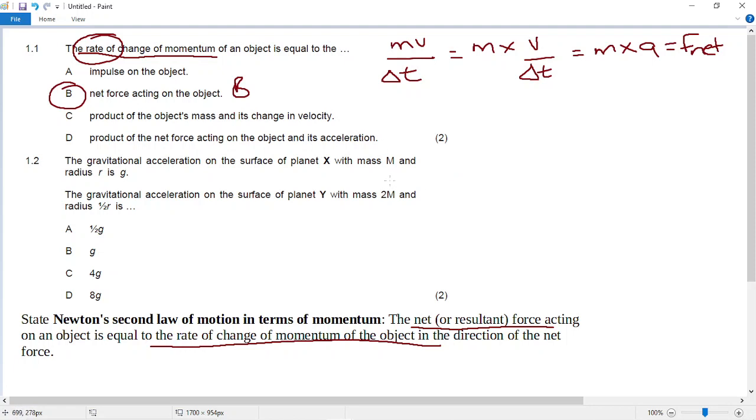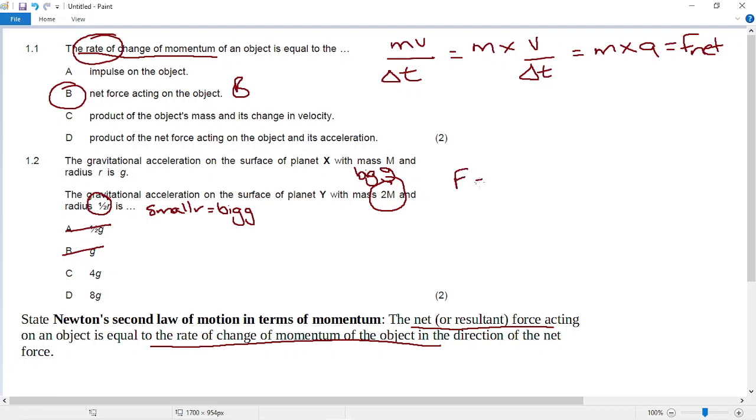If you want to think it in your head, you know that if we increase the mass, then the force will get bigger. So this will make a bigger g. A big mass gives you a big g. And a small radius also gives you a big g because it is an inverse square law. So anything that's smaller than g, we are going to get rid of. So these two we've immediately got rid of. And then we're going to use the formula.